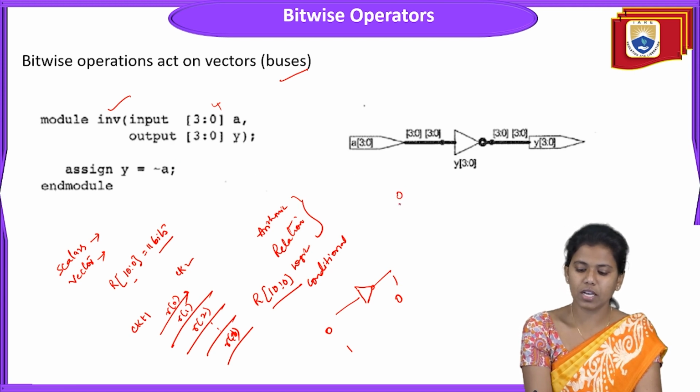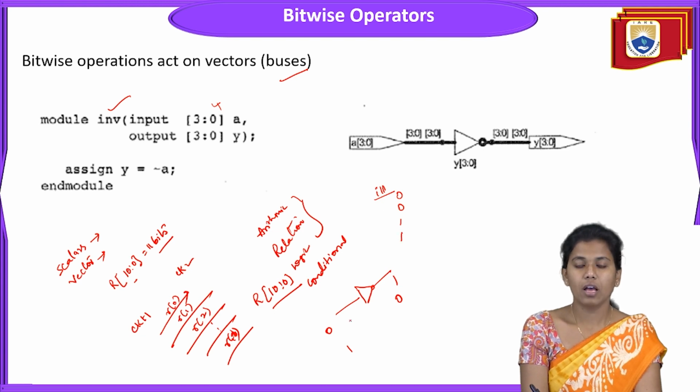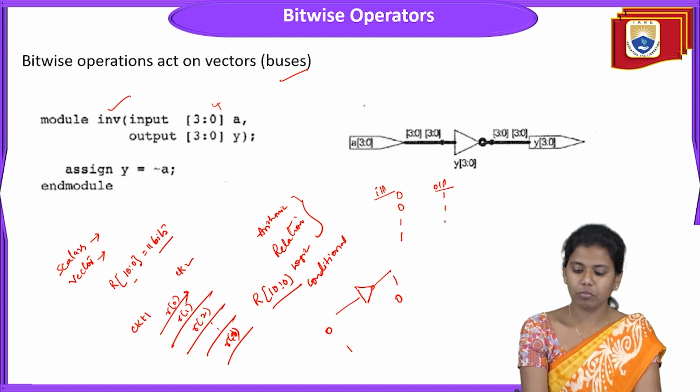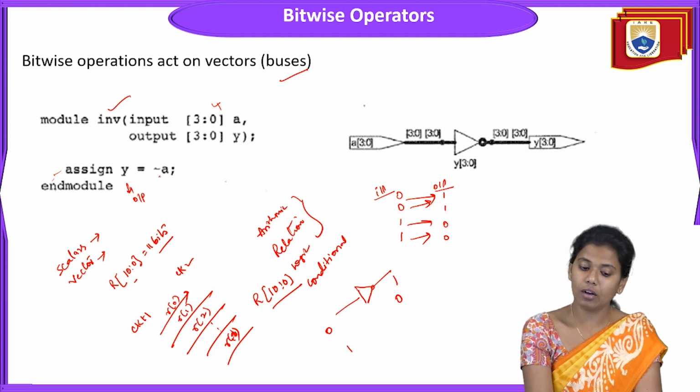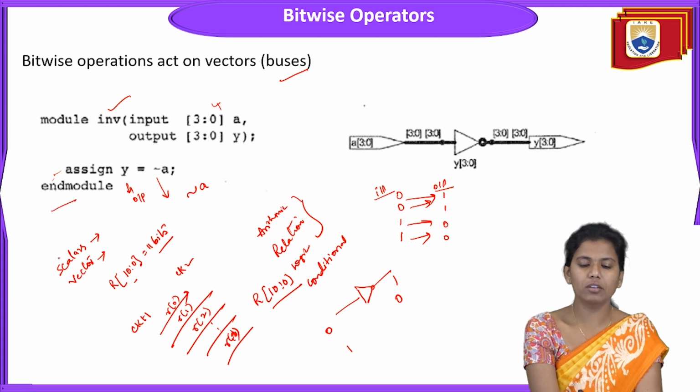For example, my input is 0, 0, 1, 1. And what will I get in the output when it comes to the inverter? I'll get 1, 1, 0, 0. Isn't it? 1100. So here, for the bitwise operator, I assign output y. Y is the output, equal to, as it is an inverter, the operator we need to consider is negation, not of A. Then I terminate with endmodule.